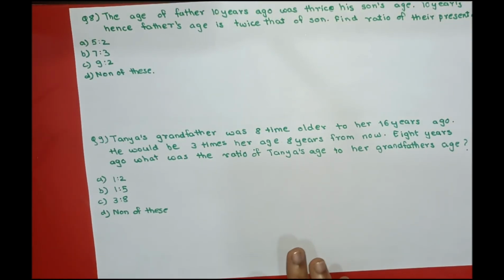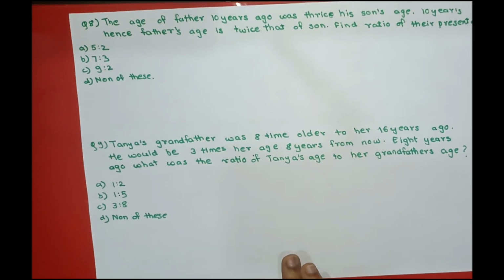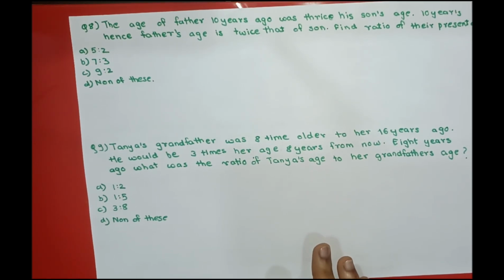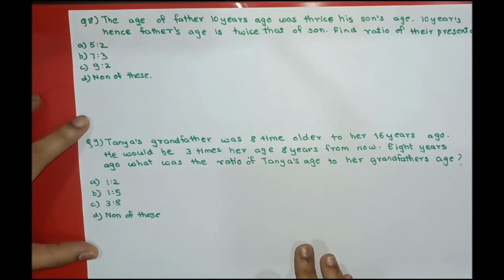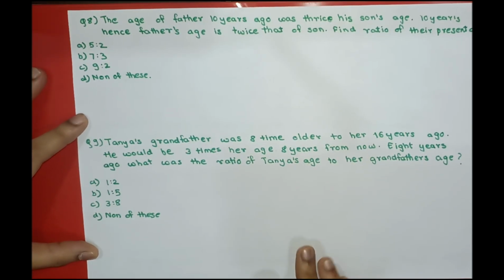Let's look at the next question. The age of father 10 years ago was thrice his son's age. 10 years hence, father's age is twice that of son. Find the ratio of their present age.